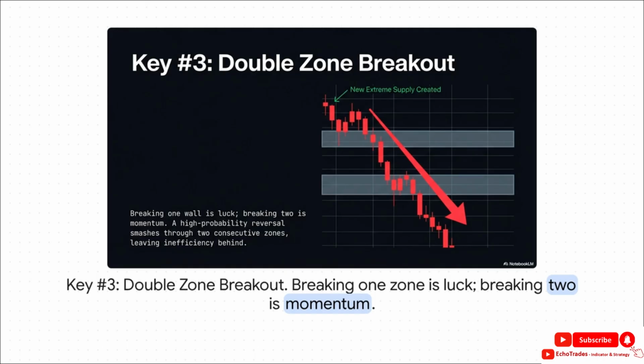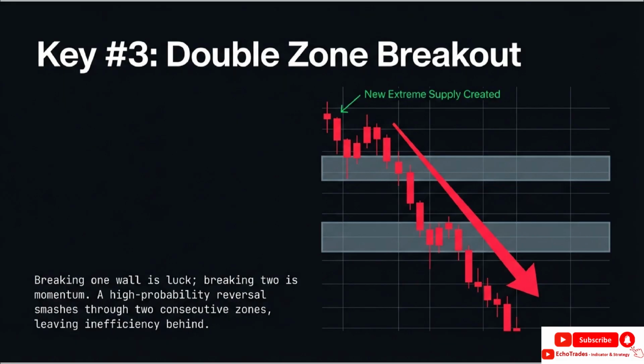And last but not least, key number 3, the double zone breakout. This is all about confirmation. Look, anyone can break through one level of support. That could just be a fluke. But when the price smashes through two consecutive support zones and does it with real momentum, that's not an accident. That shows serious conviction and tells you there's been a real shift in power.